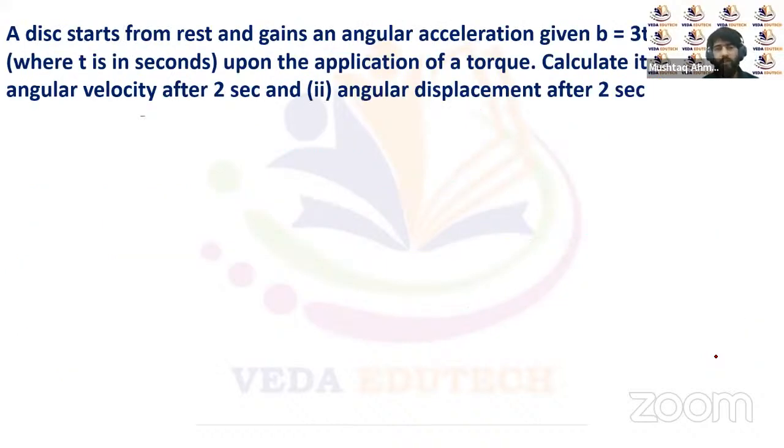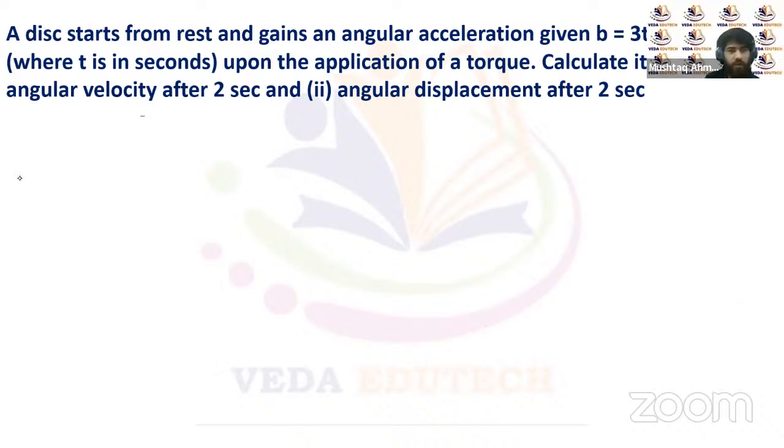A disk starts from rest and gains an angular acceleration given by 3t minus t square. 3t minus t square is the angular acceleration of this disk upon the application of an external torque. Calculate its angular velocity after time t equal to 2 seconds and angular displacement after time 2 seconds.